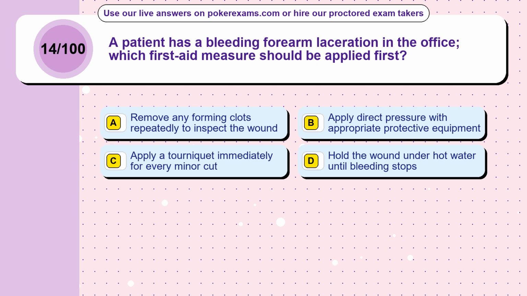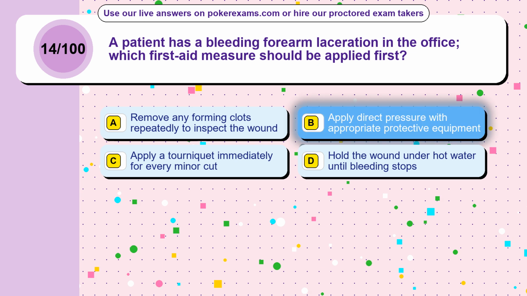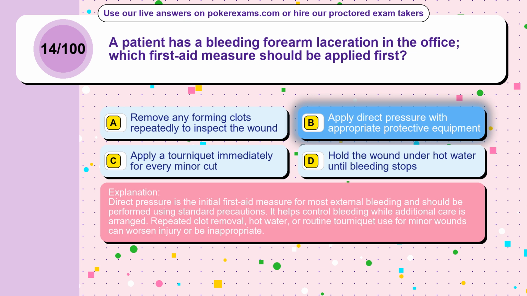Option D. Hold the wound under hot water until bleeding stops. The correct answer is option B. Apply direct pressure with appropriate protective equipment. Direct pressure is the initial first aid measure for most external bleeding and should be performed using standard precautions. It helps control bleeding while additional care is arranged. Repeated clot removal, hot water, or routine tourniquet use for minor wounds can worsen injury or be inappropriate.